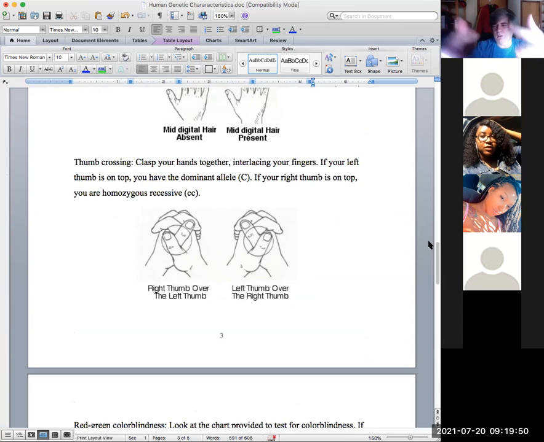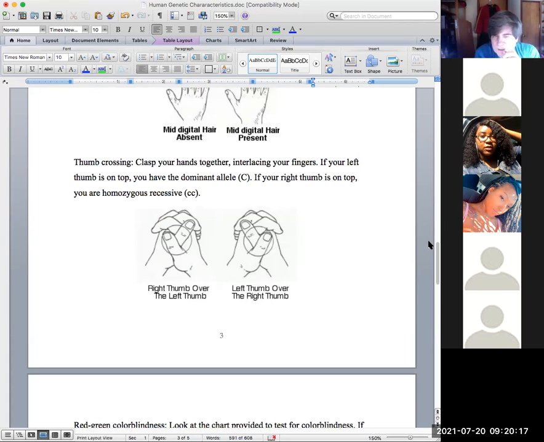Next, we're going to look at thumb crossing. And for thumb crossing, take your hands and interlace your fingers so that the left finger is always over the right finger, or the right finger is always over the left finger. Now, don't just switch the thumb, switch all your fingers. For most people, if you don't think about it and you just do it, there's one way that you interlace your fingers. If you try it the other way, usually it even feels a little bit uncomfortable.